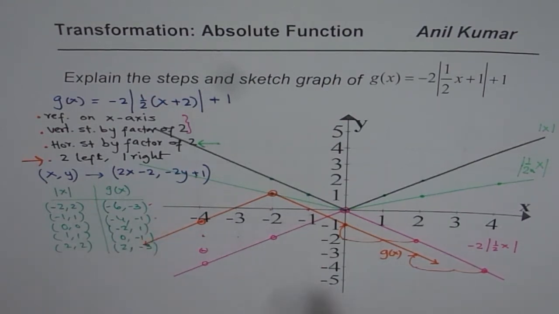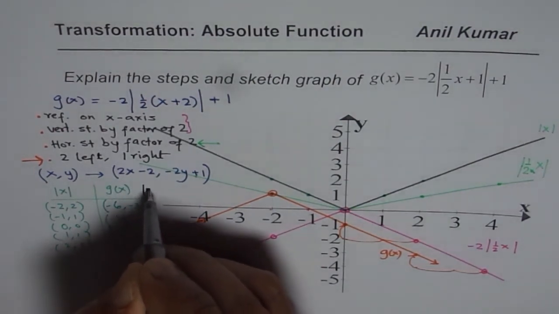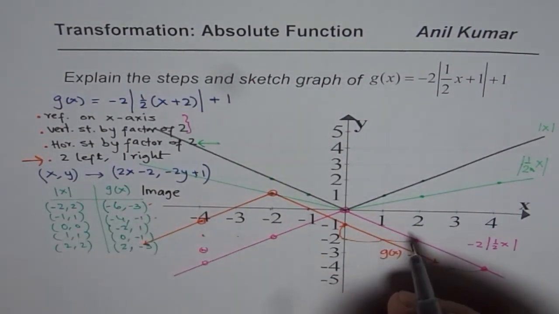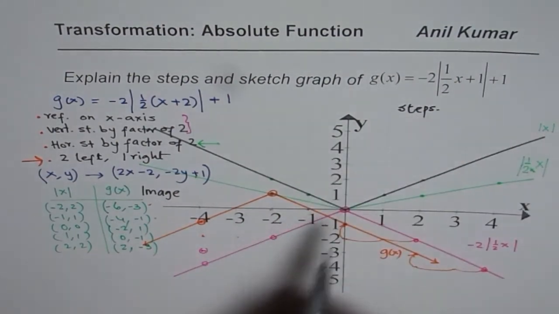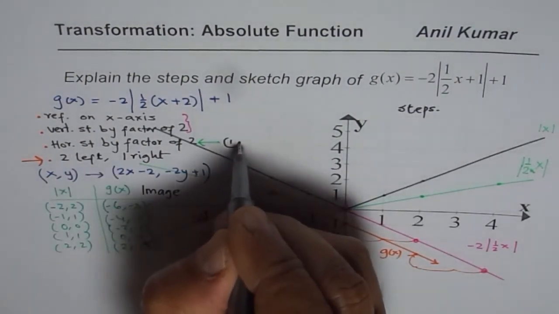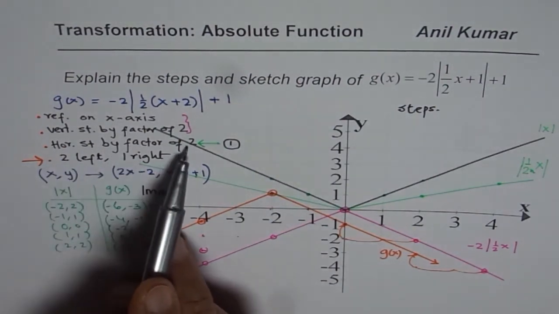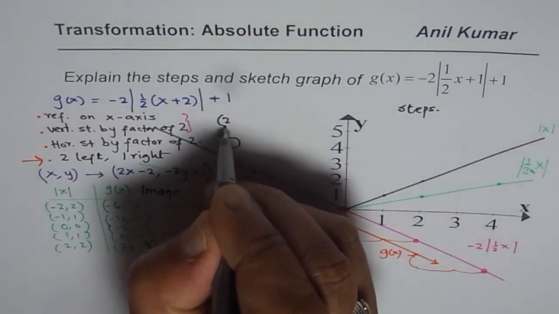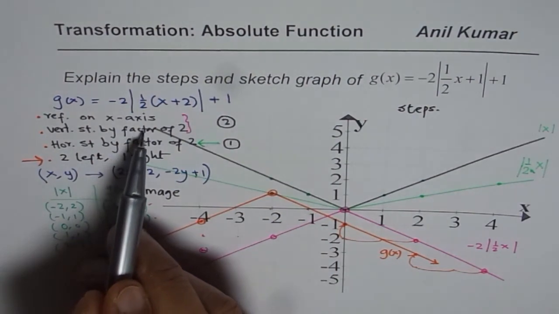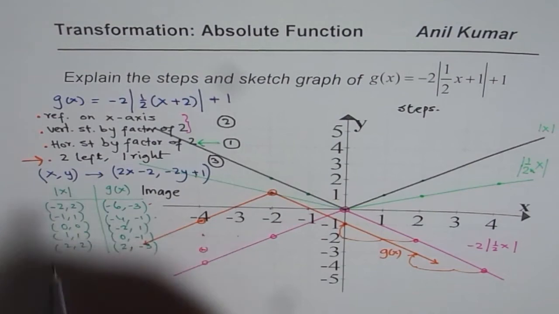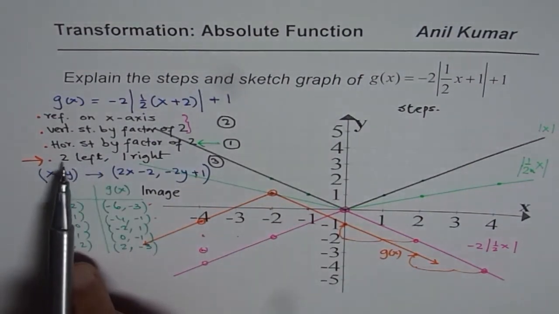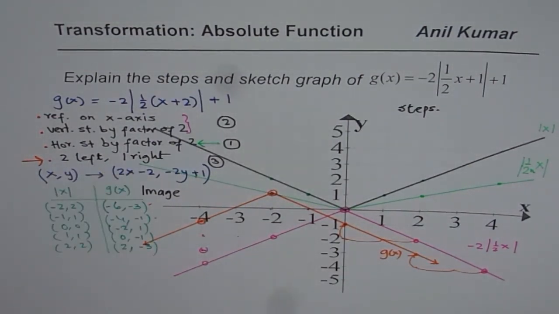Anyway, so you understand now how to sketch transformed functions using 2 different methods. One, using image points. So here we used image points, right? And the second method was using steps. Step number 1 for us was to do horizontal stretch by a factor of 2. Step number 2 was to do vertical stretch and reflection. And step number 3 was to incorporate translations, which were 2 units left and 1 up. So you could adopt any of these methods to sketch absolute functions.